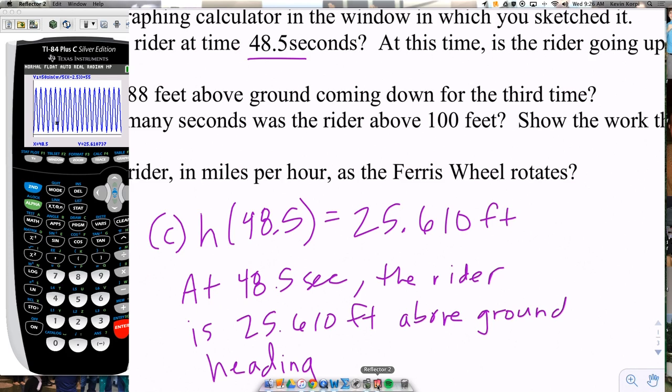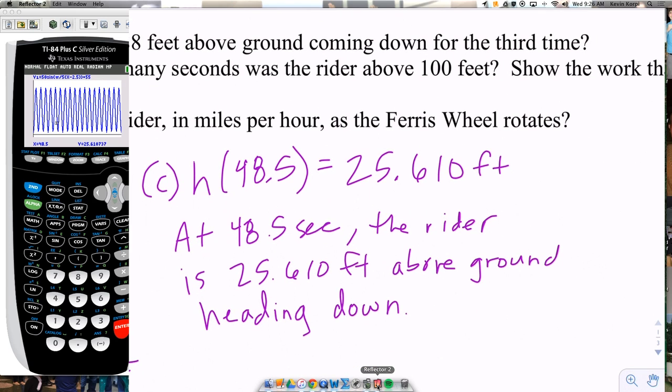So I'm going to have you write these sentences. When you get into calculus, you'll be writing these sentences in the same format pretty much all the time. Let me show you the recipe for this sentence. You start with an introductory adverbial clause that references the moment in time with units. So in this case, at 48.5 seconds, comma, and then you give your description. The rider is 25.610 feet above ground, heading down.